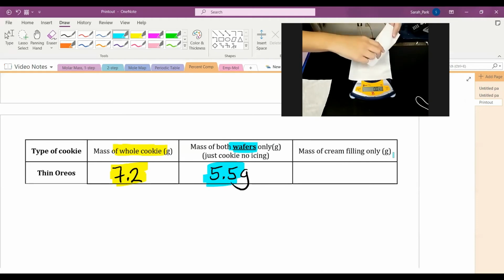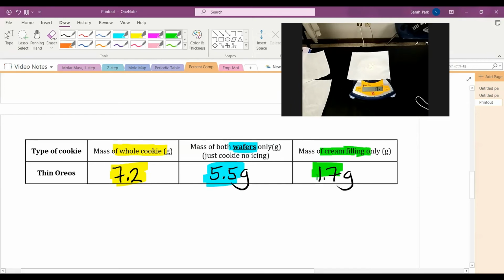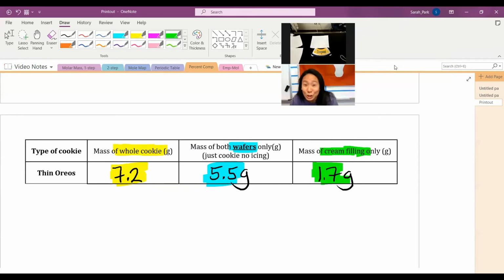So let's carefully. There's my icing. My icing is 1.7 grams. So the cream filling is 1.7 grams. Now, if I were to add these two numbers together, cookie and cream, then what should I get? I should get the mass of the entire cookie. So here, 5.5 plus 1.7 is 7.2, it actually works out.